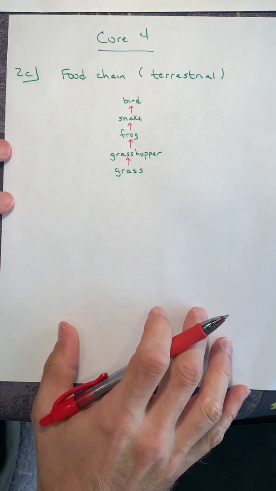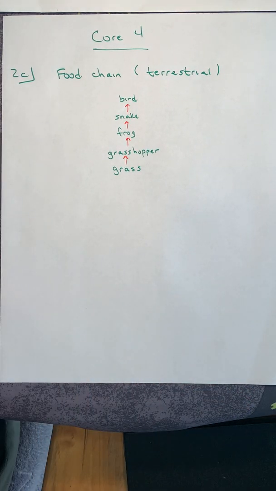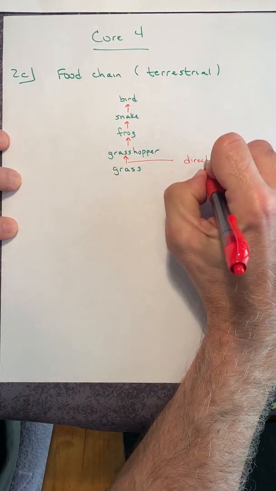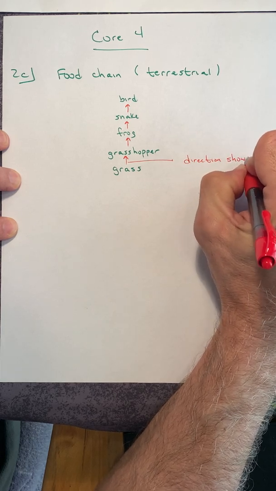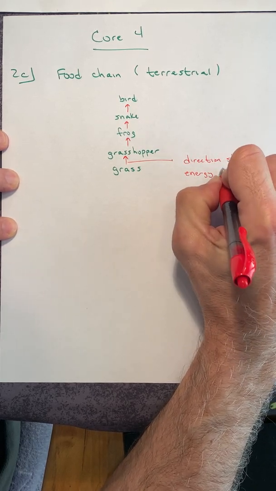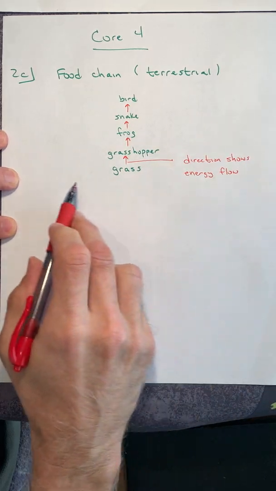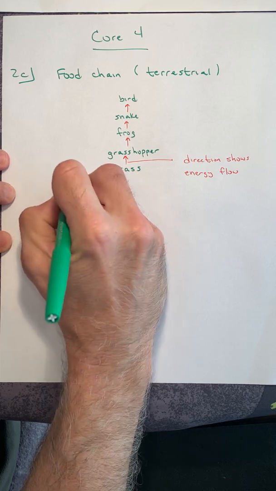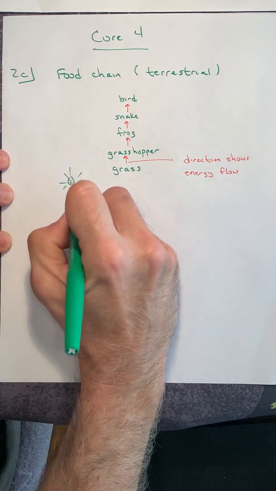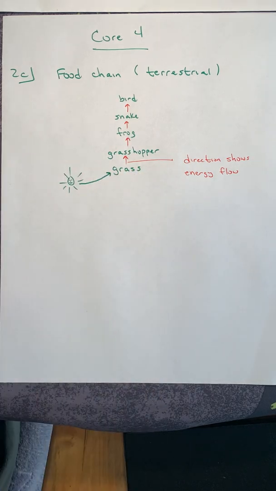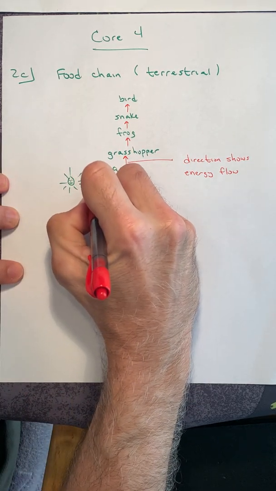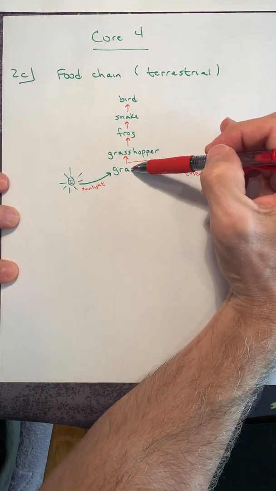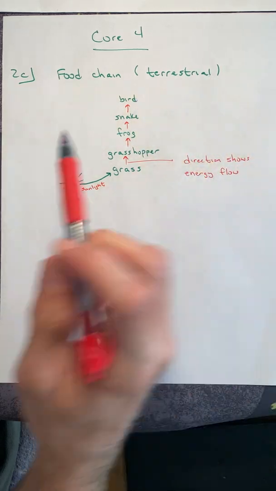So notice the direction of my arrows here. Those arrows show energy flow. The energy flows into the grass. So here's your sun. Gotta get a smiley face in the sun, come on. The energy from the sun flows into the grass in the form of sunlight, exciting the electrons in photosynthesis, and then the energy flows through the ecosystem all the way up to the bird.